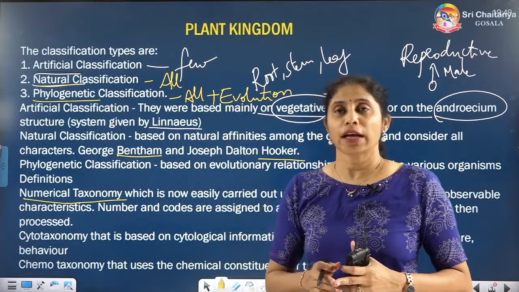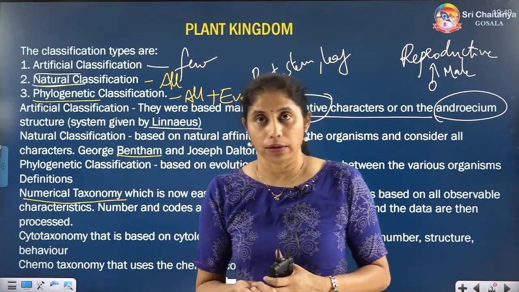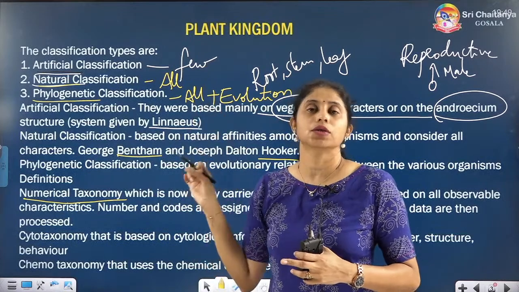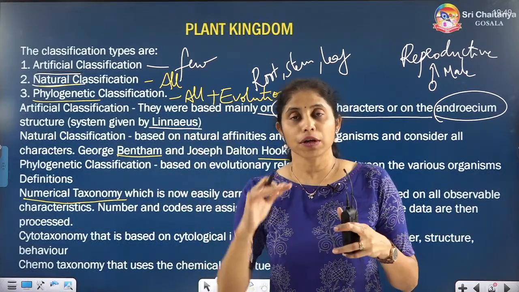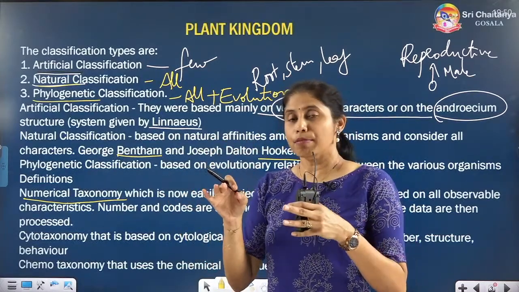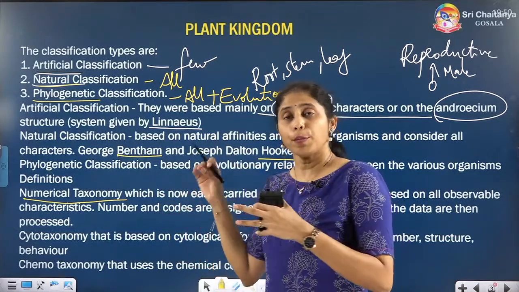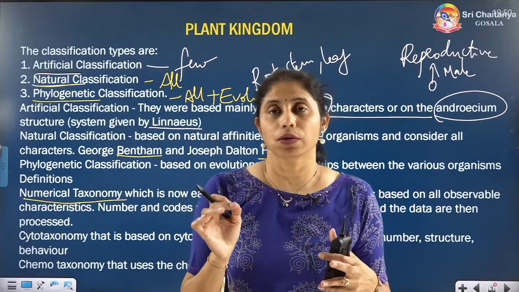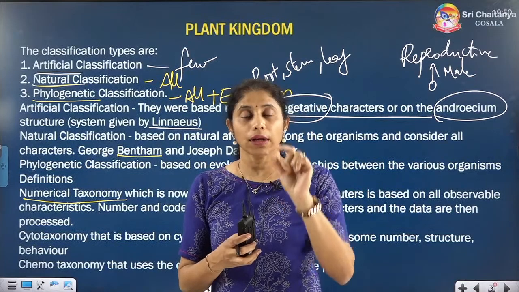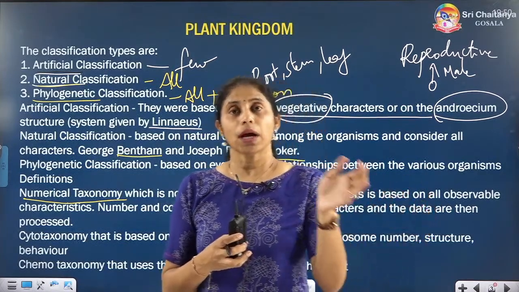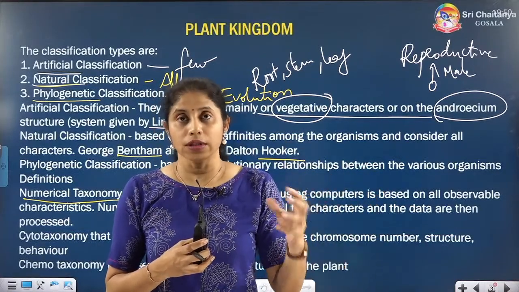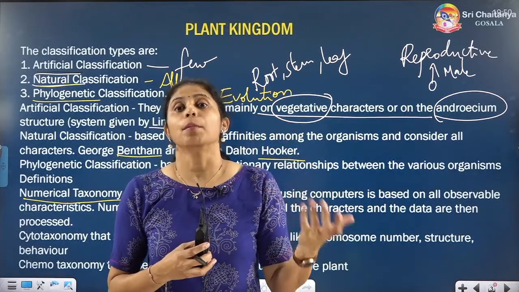Numerical taxonomy means, imagine just now I told you 100 characters are there. So all those 100 characters are given numbers 1 to 100, 1, 2, 3 and so on. After giving those numbers to all the characters, however many there are, that many numbers you give. After that, codes are also assigned, because we have to process this data in a computer. Certain codes will be there, and those codes will also be assigned. So numbers and codes are assigned to all the characters. After assigning the numbers and codes, the data will be analyzed by using computers.